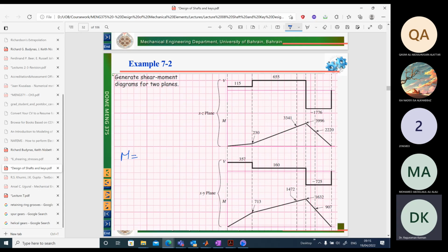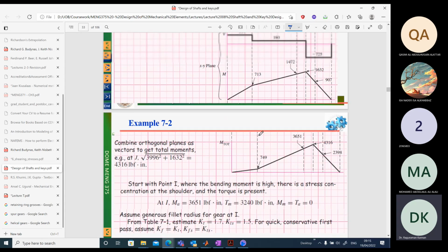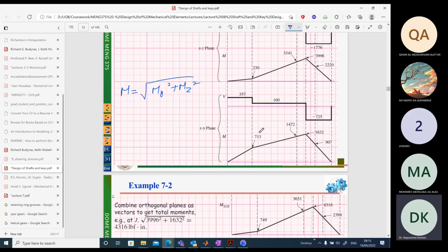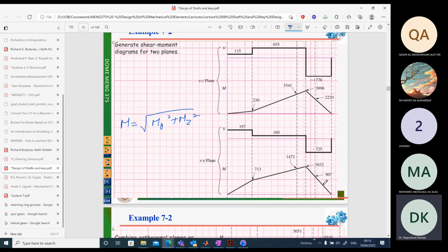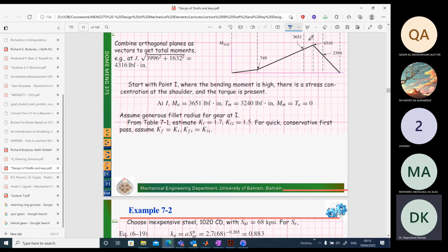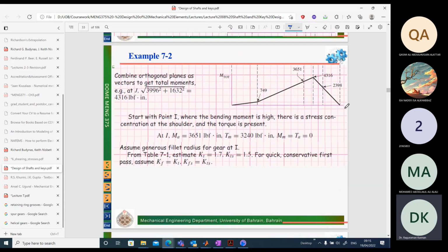What is the resultant bending moment? It's going to be the square root of My square plus Mz square. So using this formula, we can at each location find the resultant bending moment and get the values here. So the square root of 713 square plus 230 square will give me this. In the same way, adding those other quantities will give me the resultant bending moment.